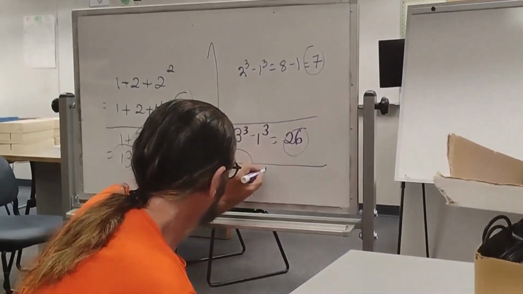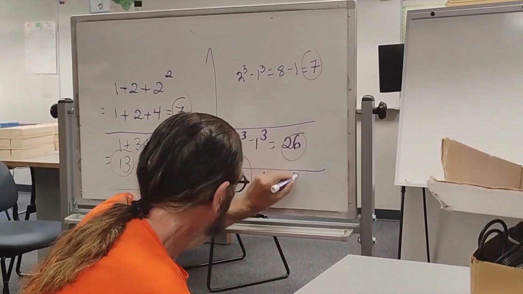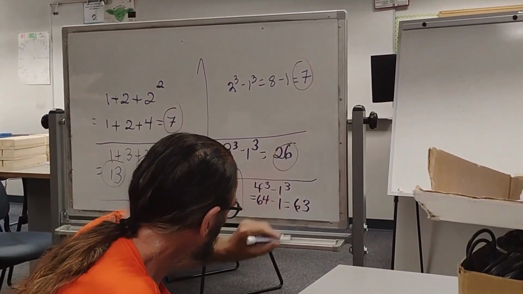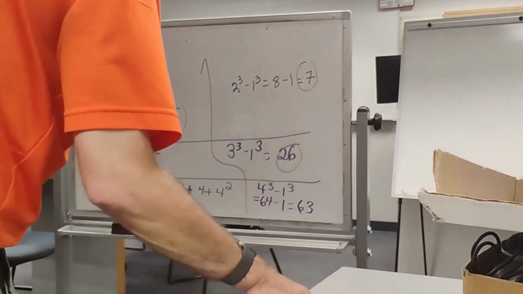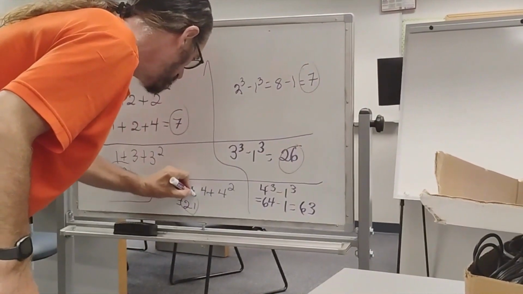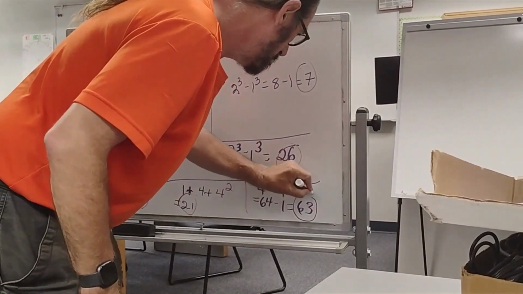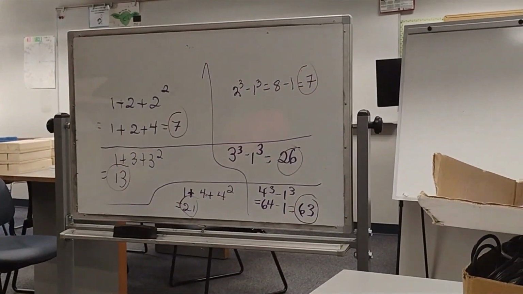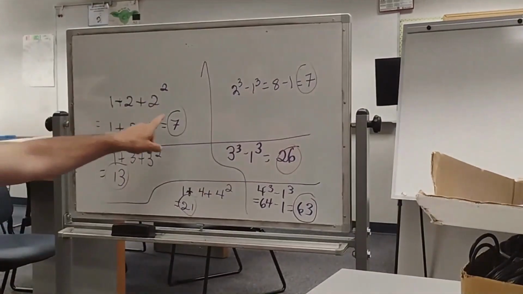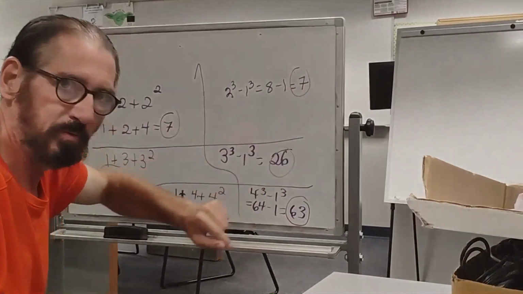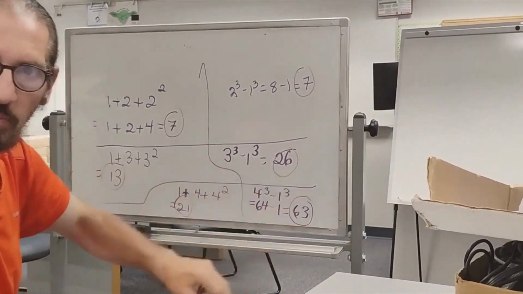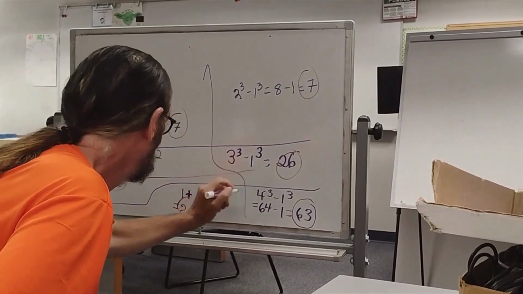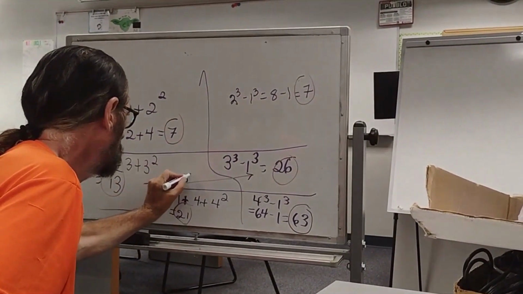All right, so we've got 4 cubed minus 1 cubed. 64 minus 1, 63. All right. So this pair stayed the same, got exactly the same. How are 13 and 26 connected? Doubled. Okay. 13 times 2 would get us 26.